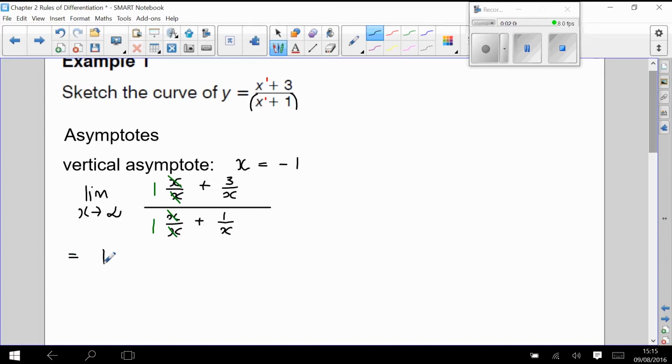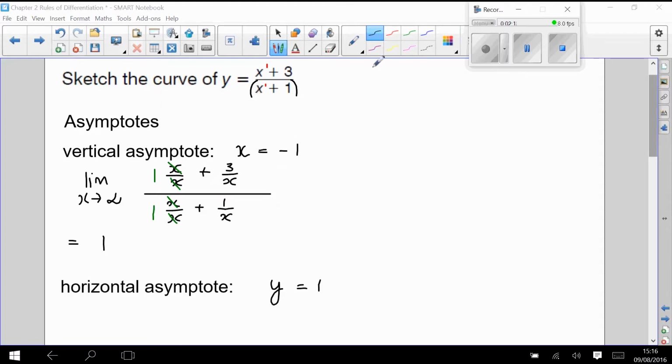That means that I have definitely got a horizontal asymptote, and the horizontal asymptote is going to be when y is equal to 1. As this fraction is not an improper fraction, in other words, it's not top-heavy, there will not be an oblique asymptote.